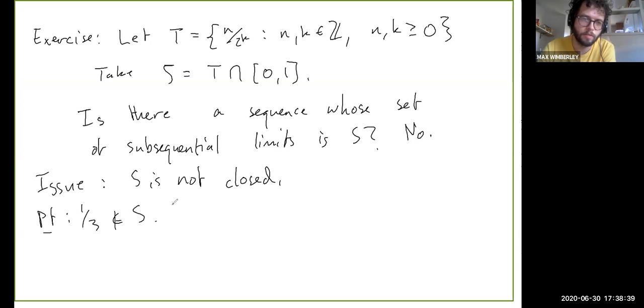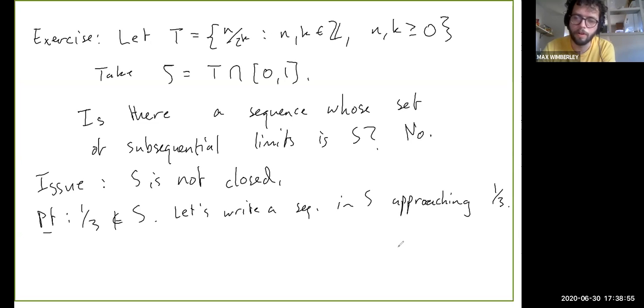But let's write down a sequence in S that approaches 1/3. If we do that, then we've shown that S is not closed. Okay, so here's a really easy way to describe a sequence like that.